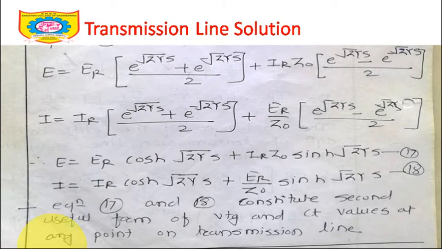Then when we put s equal to 0, and root ZY equal to root gamma, there are certain expressions that we are going to carry out in the next lecture onward, and we'll try to see what happens if I take the ratio of E and I. That is the input impedance, that we are going to see in the next lecture onward. So till then just go through it.